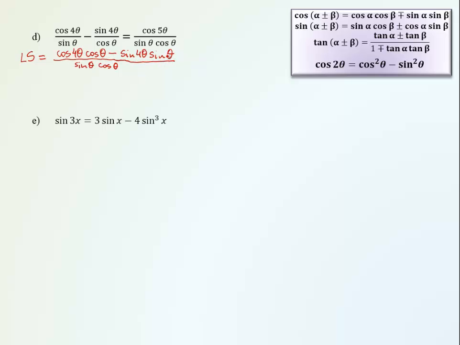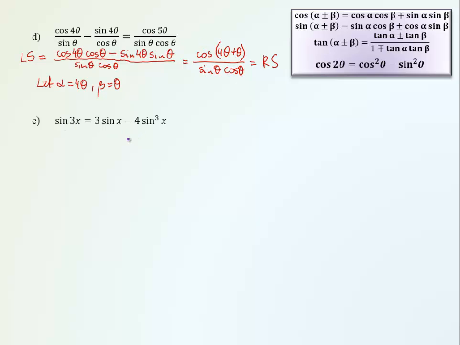Okay, so whatever I see in the numerator looks very similar to the first row of our formulas, right? If I assume that my alpha is 4 theta and beta is just 1 theta, then the numerator is actually the same as cosine of alpha plus beta. So that's the same as cosine of 4 theta plus 1 theta over sine theta cosine theta. Oh, that's great, because 4 theta plus theta is 5 theta. So yes, we really have the right-hand side. We do have 5 theta here.